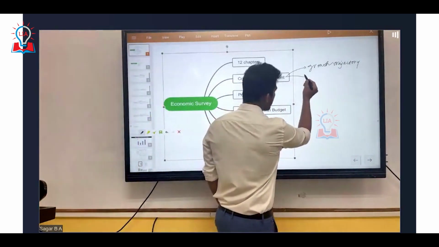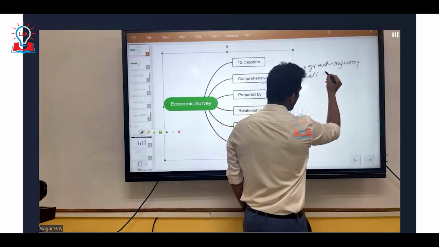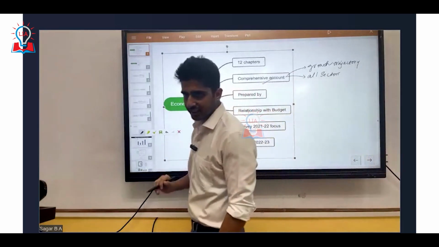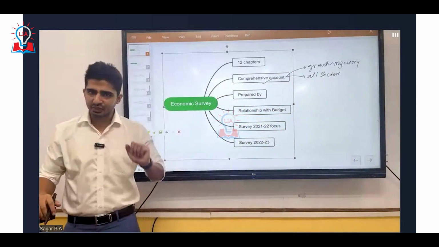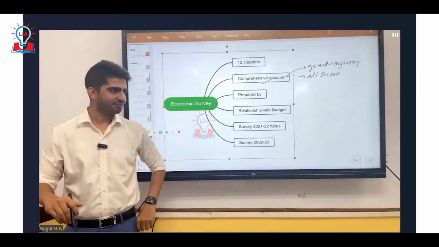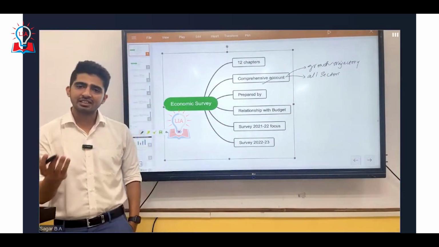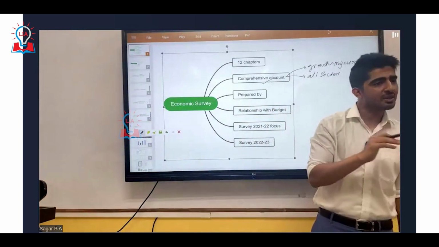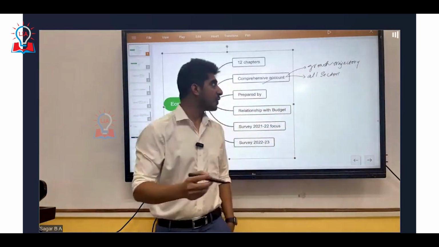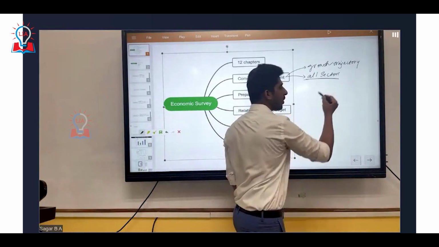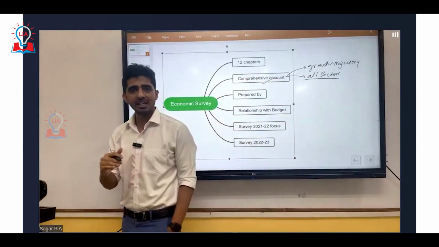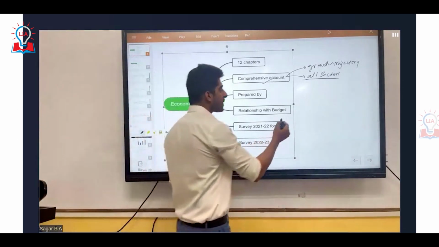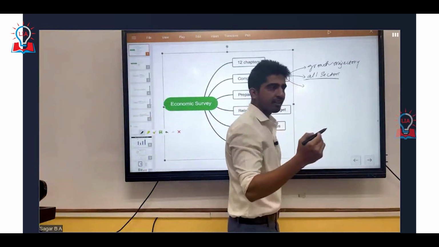Second, it is a comprehensive account because it covers almost all the sectors of the economy. Broadly speaking, primary, secondary, tertiary sector. What are the challenges these sectors face? What is supposed to be done? Many times it so happens agriculture sector is doing well, whereas industry and services sectors are lagging, as we saw during the pandemic. So it gives an idea about all the sectors, how they are performing presently, and what can be done to improve them.